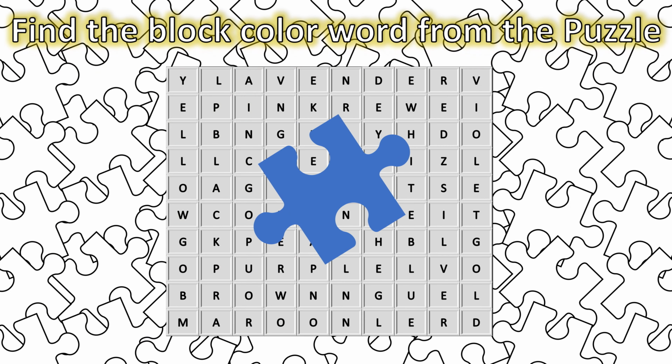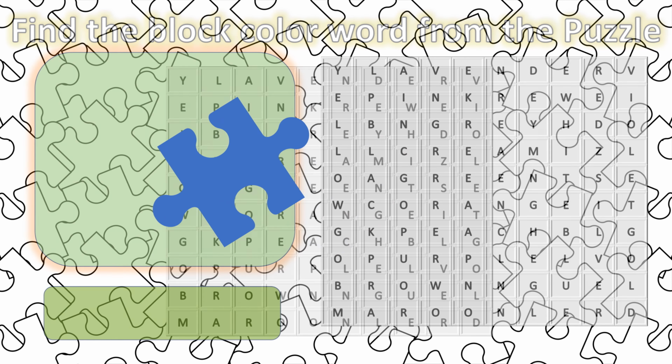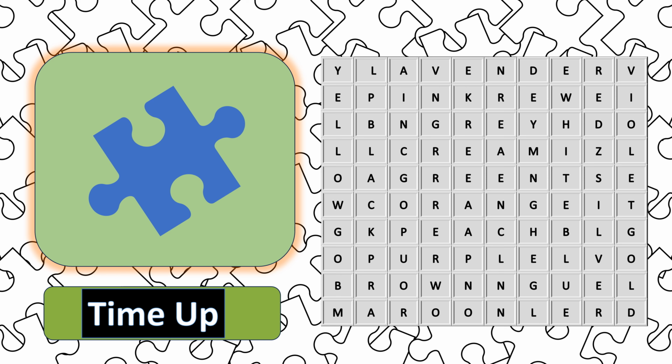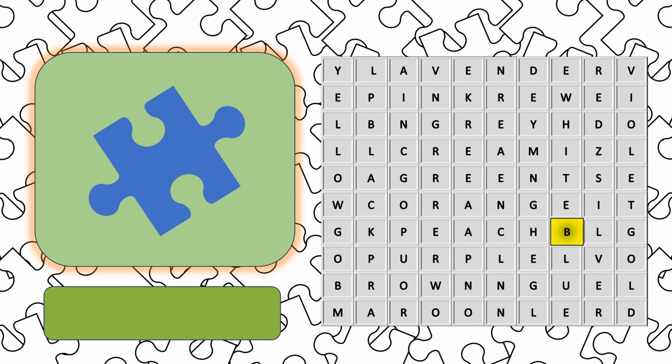Find the black color word name from the puzzle in 10 seconds. 10, 9, 8, 7, 6, 5, 4, 3, 2, 1. Time up. B, L, U, E, blue.